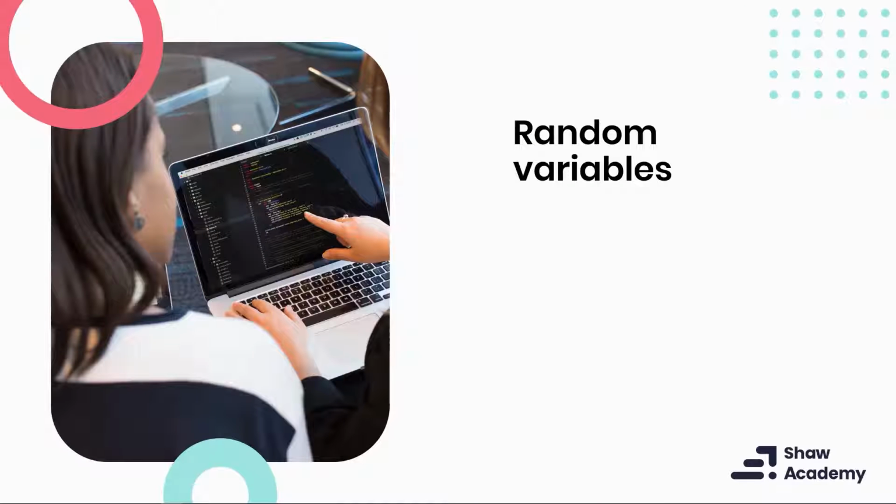A random variable can either be discrete or continuous. If we talk about a discrete random variable, then the random variable only takes on a countable number of distinct values, for example, 0, 1, 2, and 3. If we talk about a continuous random variable, then the variable takes on an infinite range of possible values.